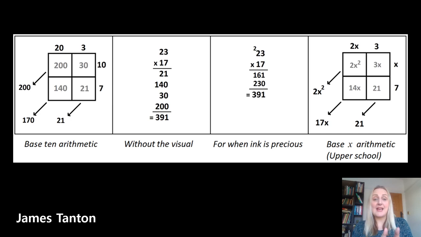And then he said, oh, for when ink is precious, we can go to a column method. And that really made me chuckle, but he's absolutely right. It's like, why are we combining those rows in the partial product method? Why is it that we feel the need to save this space and to squish everything in? And so I think that's really funny that he says for when ink is precious. And then he says that we get to a higher level of mathematics, and we're multiplying algebra, and that's where lots of people are using grids. So we've come full circle.